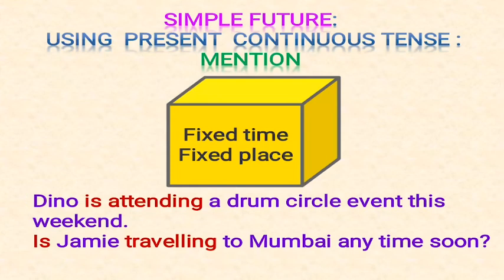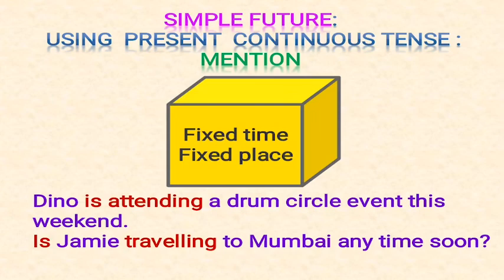When we use the present continuous tense, we mention a fixed place and a fixed time. Okay, see this example here. Dino is attending a drum circle event this weekend. Is Jamie traveling to Mumbai anytime soon? So these two examples talk about a future plan with a fixed time or a fixed place. Is it not? In these cases, is attending and is traveling are in present continuous tense.